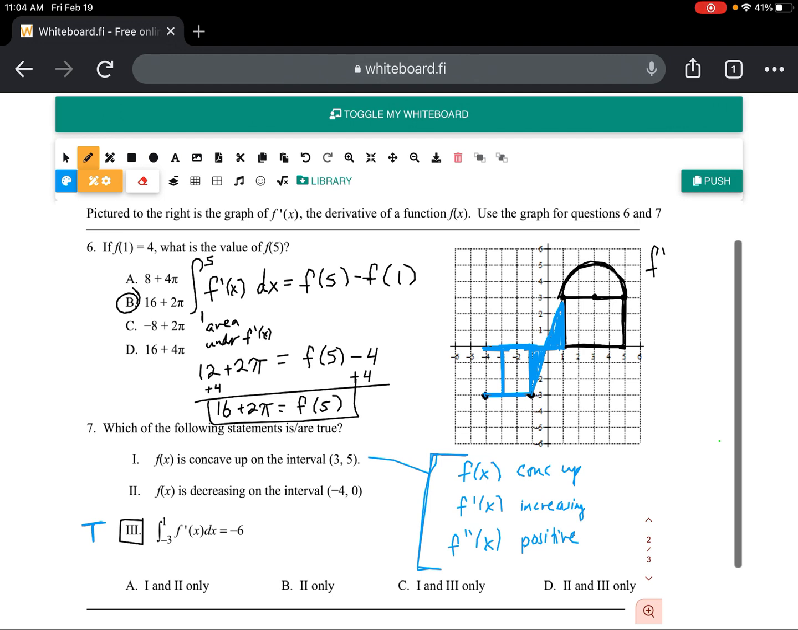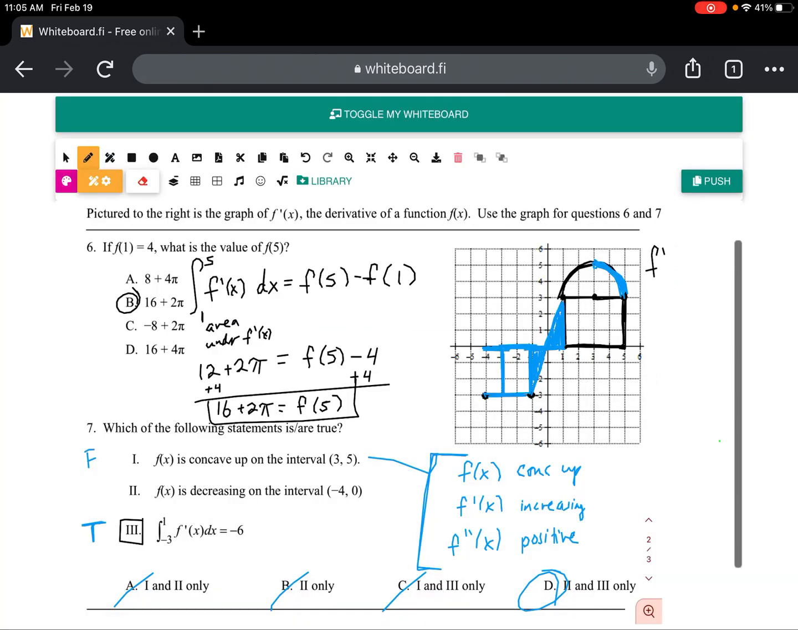Okay, is f prime, the graph that we have, increasing between x equals 3 and x equals 5? That is here to here. This is what was drawn for us. Nope, that is definitely decreasing, which would mean that f double prime is negative and f is concave down. We do not care whether f prime is concave down. It just happens to be concave down. We don't care. Anyway, number 1 is false. So A is wrong, B is wrong, C is wrong, so it's got to be D, which means that number 2 has to be true.